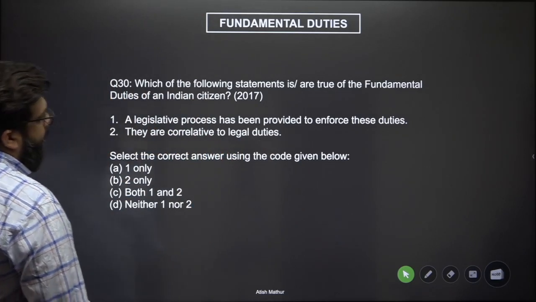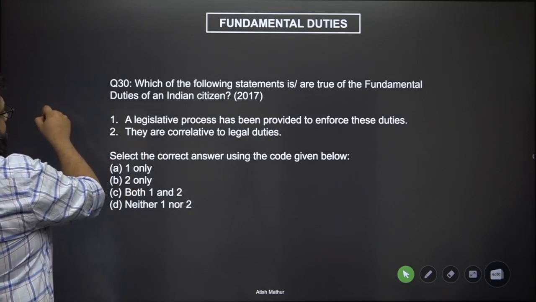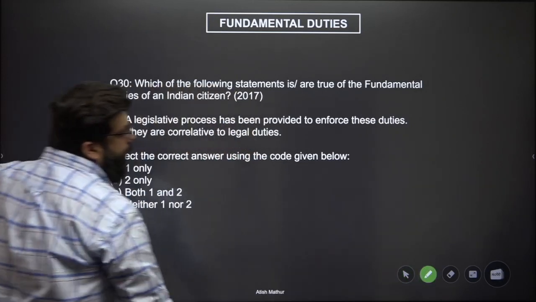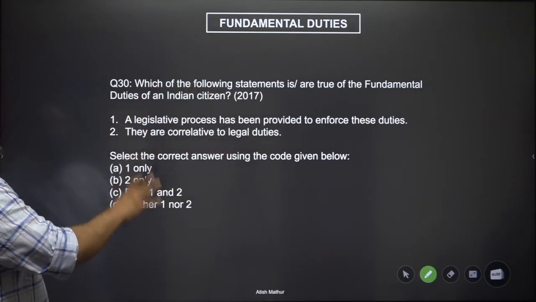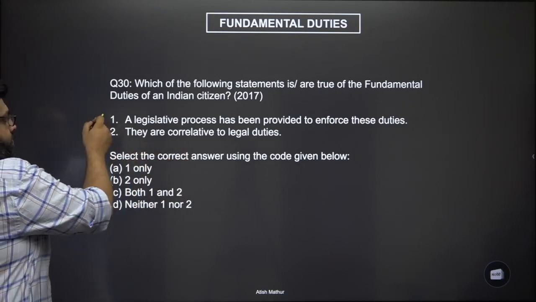Now think about it. What is it saying? It is saying that we have a procedure to implement these fundamental duties by law. There is a process which has been provided where? Assumed in the Constitution. There is no such thing.